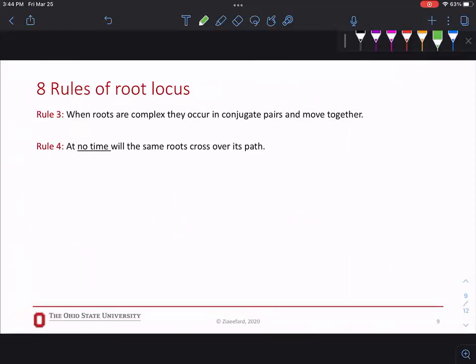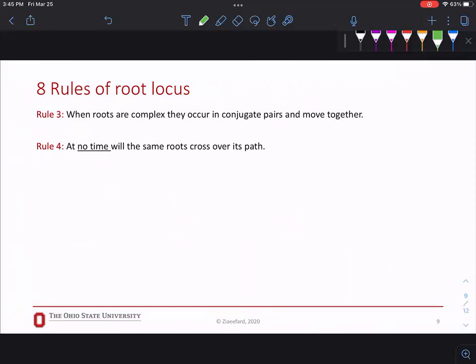Rule number 3, if the roots are complex, like the example we had, 3 plus minus 1j, they mirror each other. So they move together. Whatever the first one does, like if there was a conjugate pole, there are going to be conjugate zeros that they go to. If not, they will go to infinity, both of them. So there's literally a mirror and they behave that way. All right.